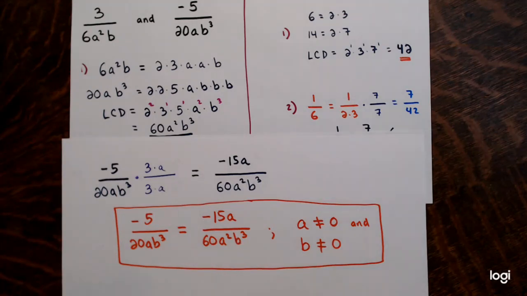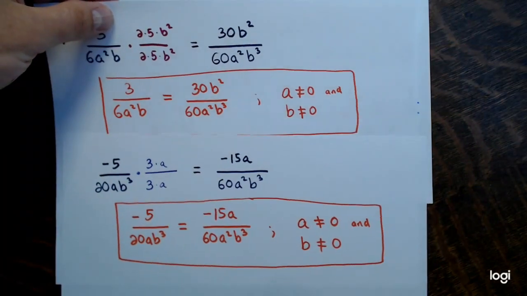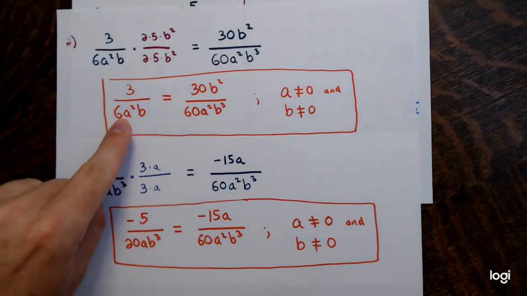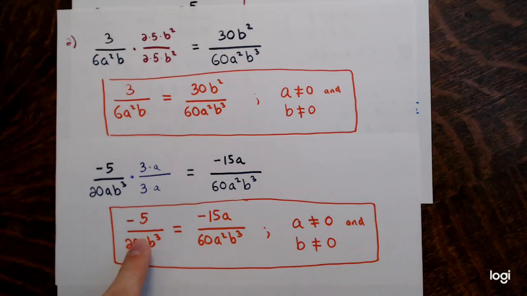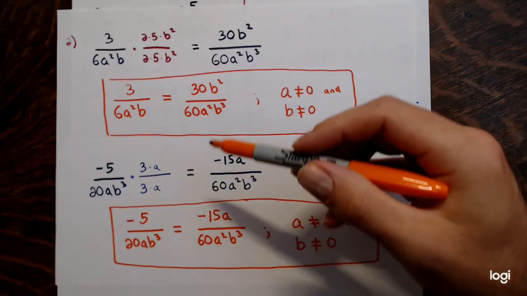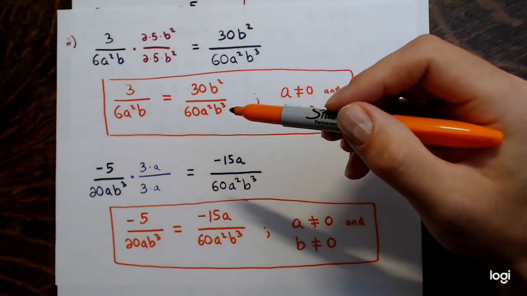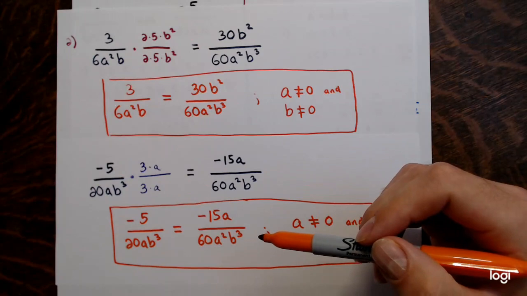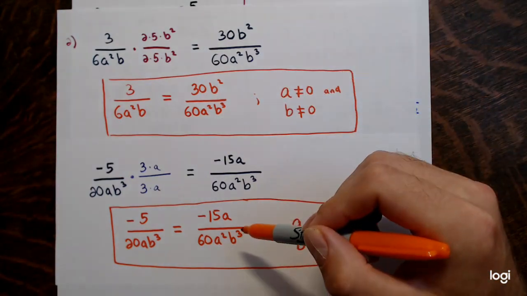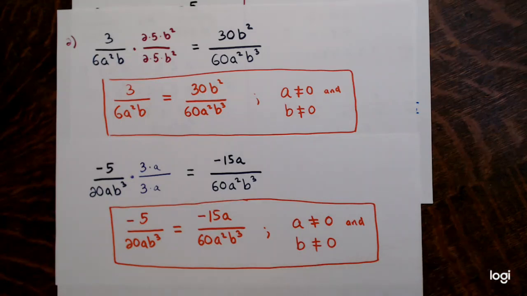Great. And one more time, the reason I change this fraction to this and this fraction to this is so now I'll be able to add them or subtract them. These two fractions now have the same denominator, that LCD, the 60a squared b cubed. And so I'll be able to combine them with addition and subtraction. But that's again for a future video.